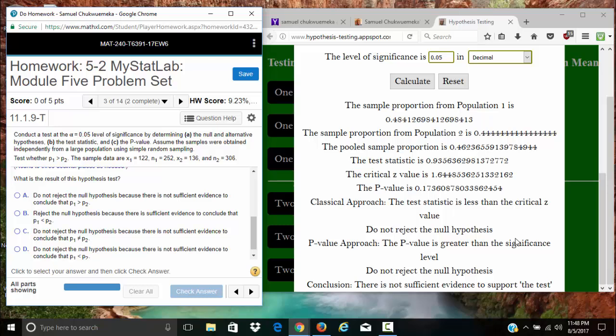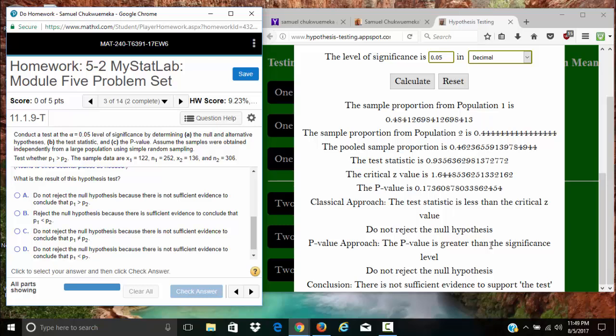Please, you can take down this note. When the test statistic is less than the critical Z or critical T, then do not reject the null. Also, if the p-value, the probability value, is greater than the level of significance, that's your alpha, do not reject the null.